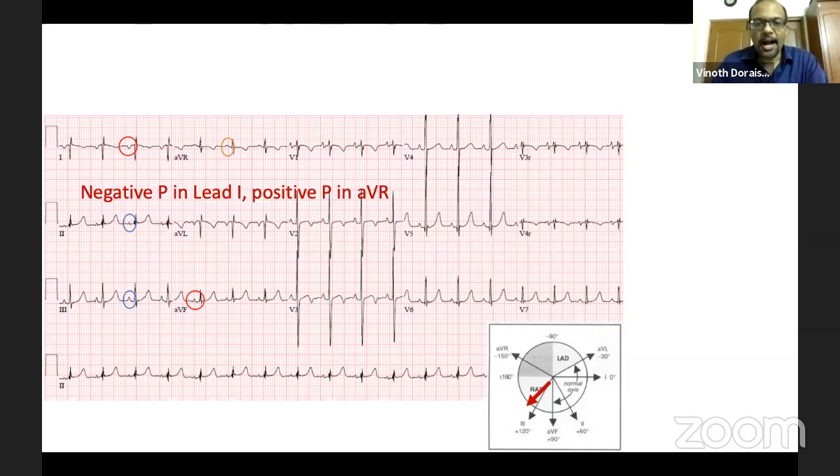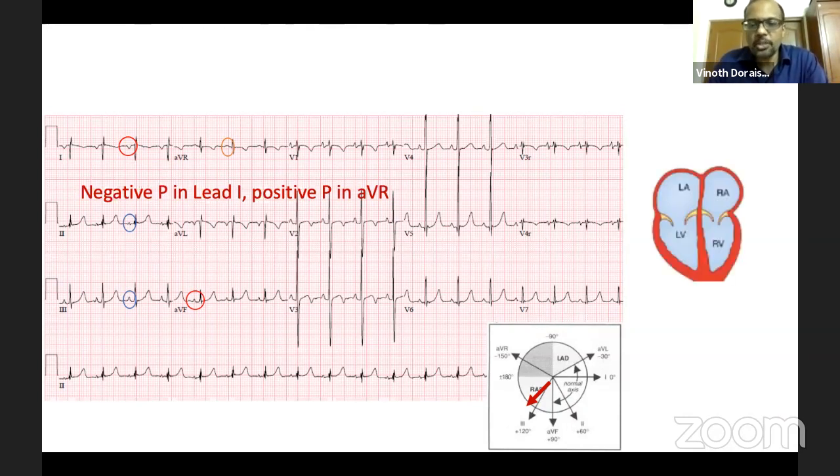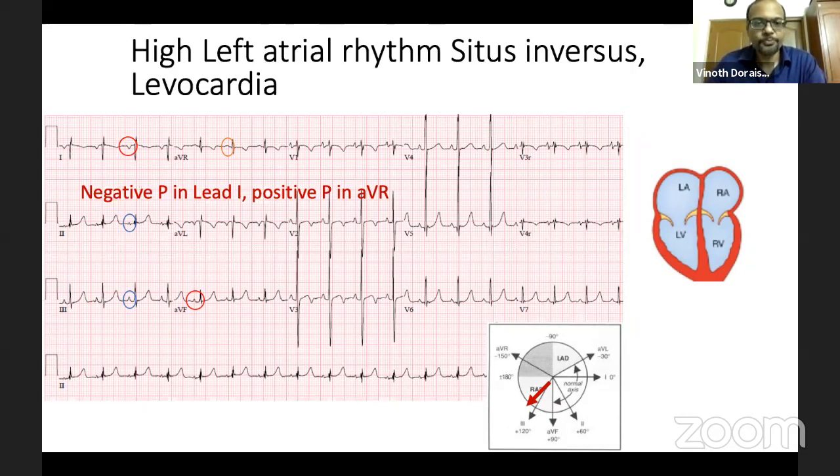So this is the high left atrial rhythm, which I said you can get in situs inversus. So in situs inversus, basically you will have the P wave positive in AVF and negative in 1 and positive in AVR. So here you can see situs inversus with the right atrium present on the left side. Okay, so definitely the rhythm will have to be a high left atrial rhythm.